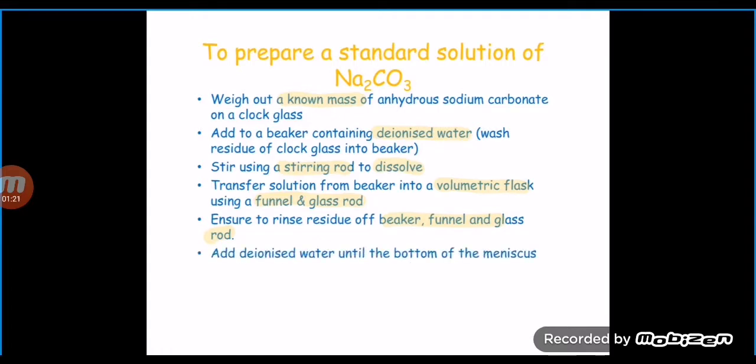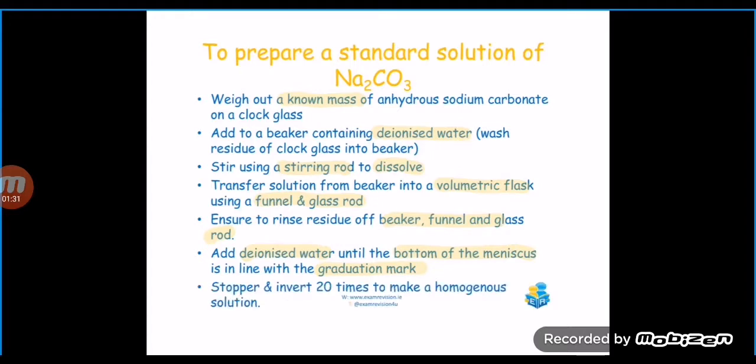The next thing you do is add deionized water until the bottom of the meniscus is in line with the graduation mark. And the last thing you do is stopper and invert 20 times to obtain a homogeneous solution. Now, as I've said, this mainly won't come up by itself. It will come up as part of a titration question. So let's have a look at our first titration that we'll do.